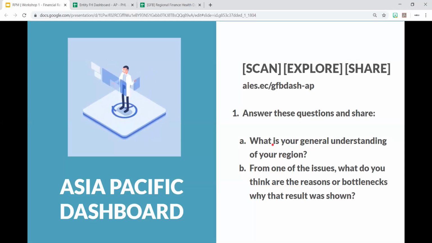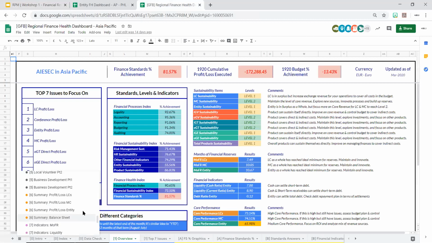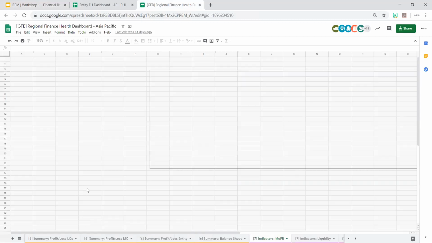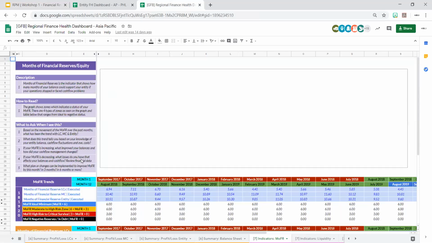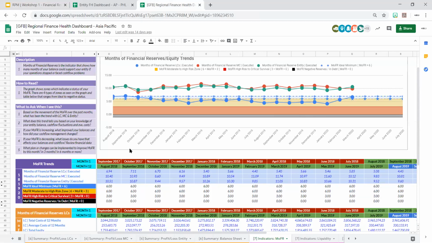Okay, I'm seeing comments, I'm seeing chats. Hi Ram, what is the difference between the three different MOFR tables on the MOFR sheet? Wait, let me check. It's pretty much just divided into MOFR of LCs.